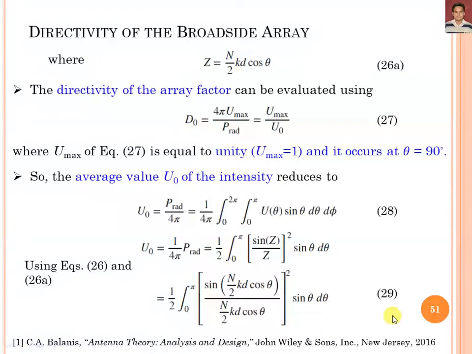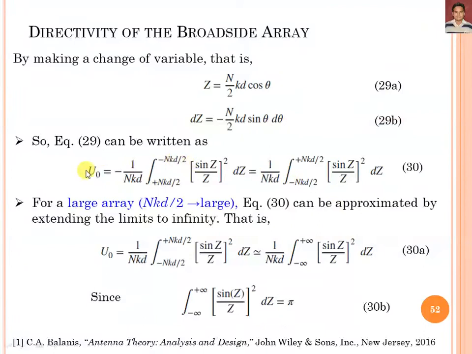So equation 29 can be rewritten as U naught equal to minus 1 upon N kd, integration from plus N kd by 2 to minus N kd by 2 of (sin z upon z) square dz, which is equal to 1 upon N kd. We have changed the limit of this integration, and the negative sign is eliminated with the positive sign, and we will get this equation for calculation of the radiation intensity U naught.